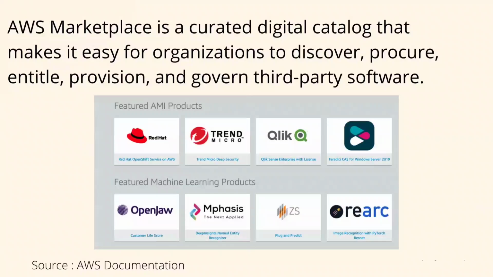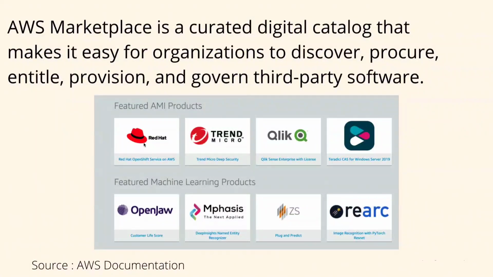AWS Marketplace is a curated digital catalog that makes it easy for organizations to discover, procure, entitle, provision, and govern third-party software. That is a definition, and I have given some example. But why does it exist? I will try to explain.